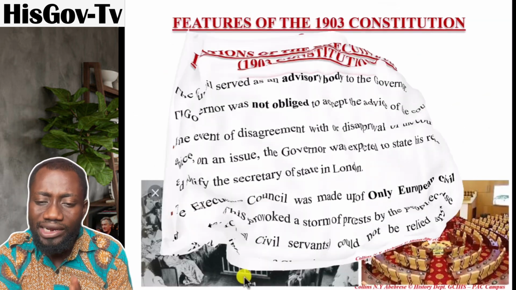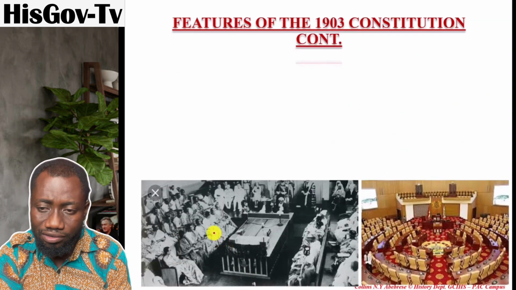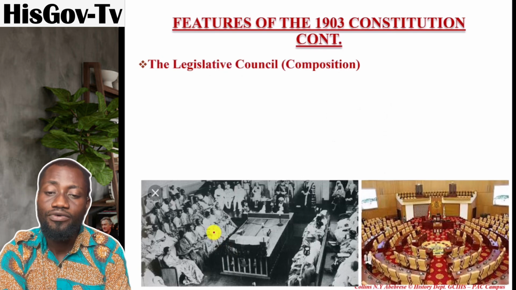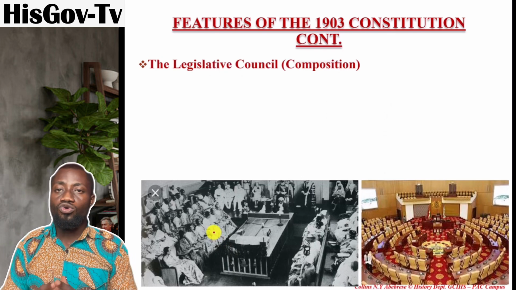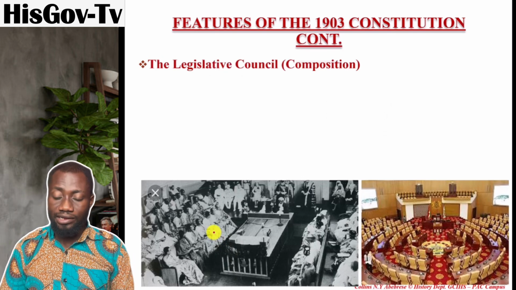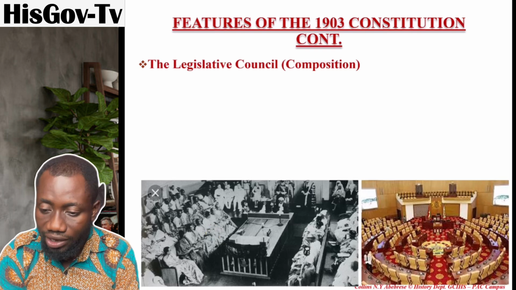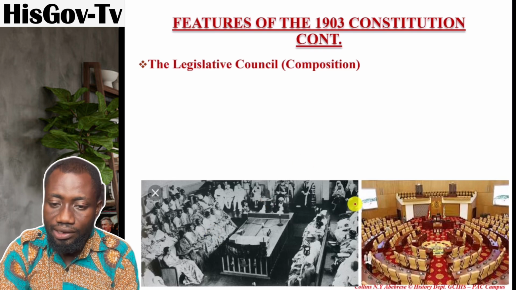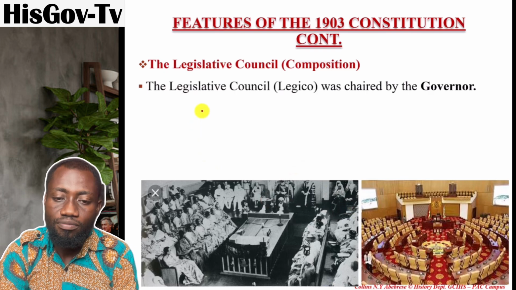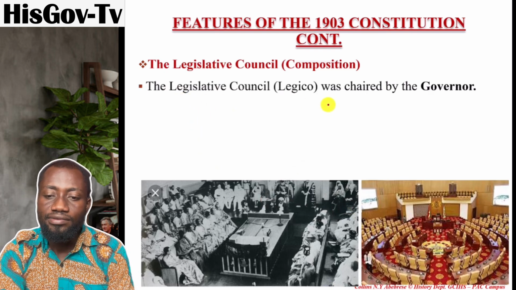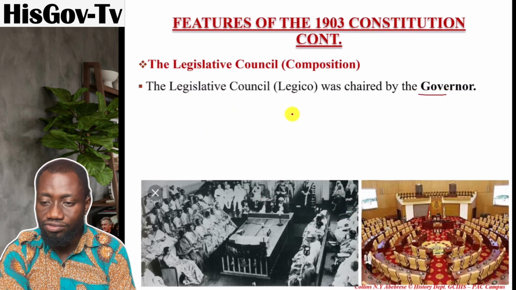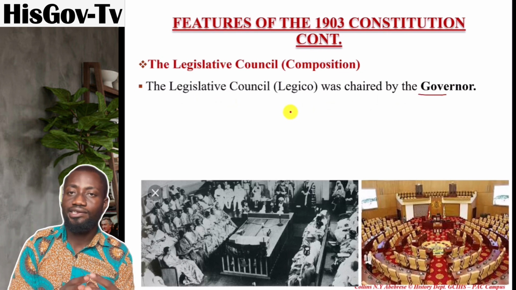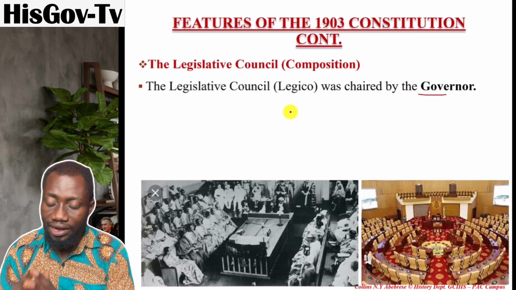Now let's go and look at the membership of the Legislative Council. And by the way, I know you know what a Legislative Council does, making laws, Parliament in general, as you have seen some pictures down there. So let's look at the composition. The Legislative Council was chaired by the governor. So the governor chaired both the Executive and the Legislative Council.